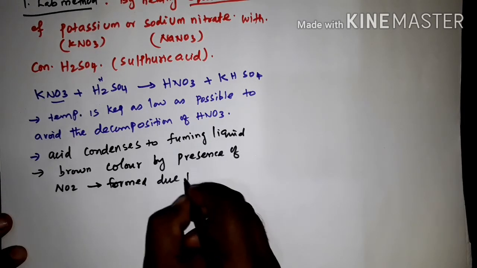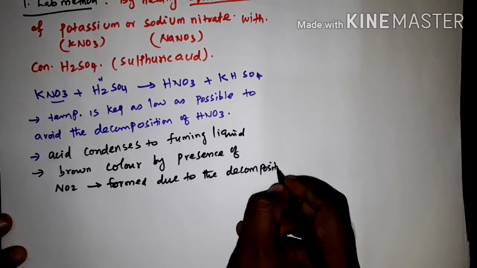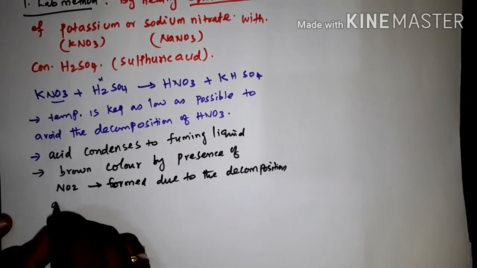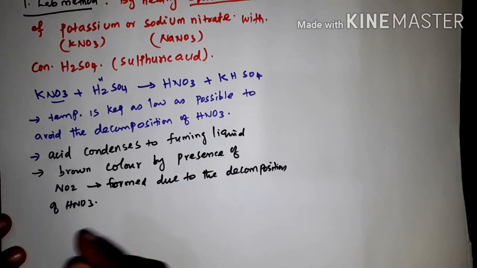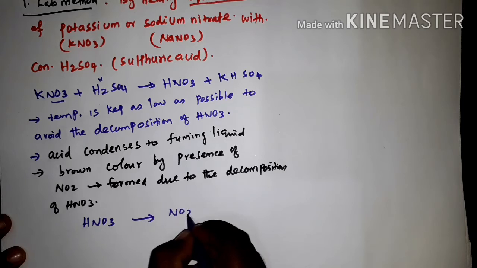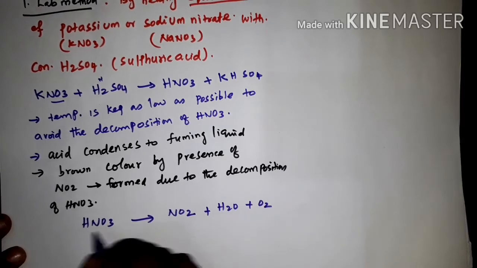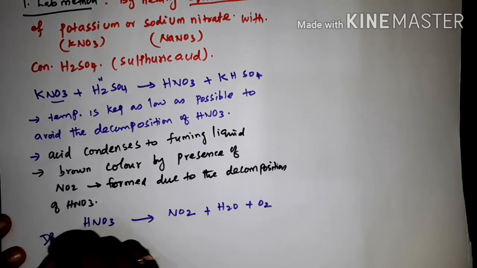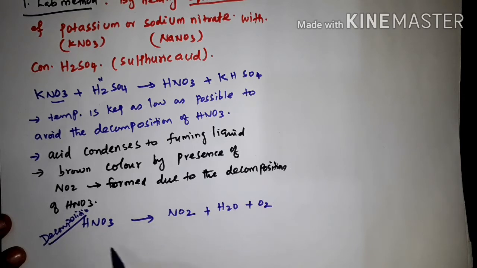due to the decomposition of nitric acid. So the equation: HNO3, that is nitric acid, gives NO2 plus H2O plus O2. So this is the decomposition of nitric acid. Okay. So when the nitric acid decomposes, we are getting nitrogen dioxide plus water plus oxygen.